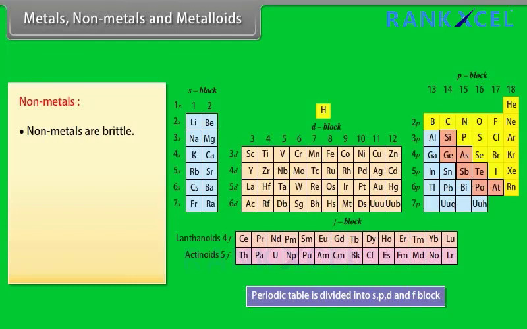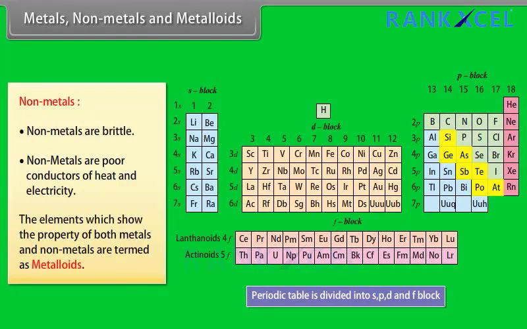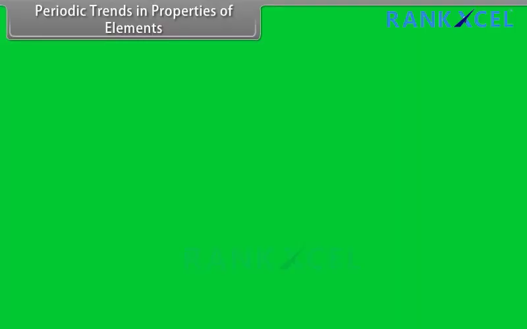Non-metals are brittle. Non-metals are poor conductors of heat and electricity. The elements which show the property of both metals and non-metals are termed as metalloids. Periodic trends in properties of elements.